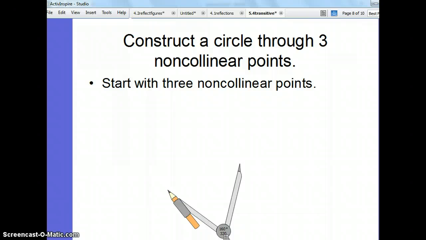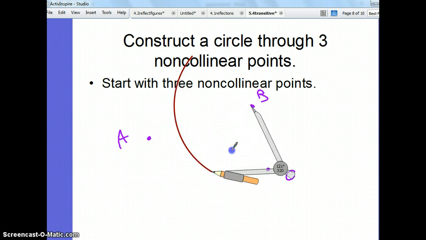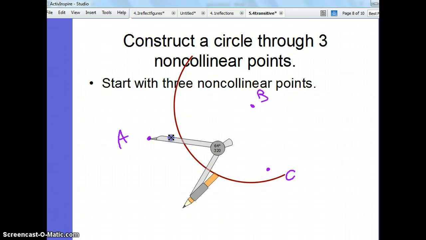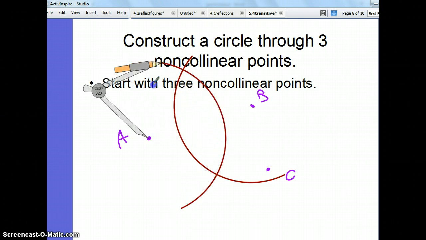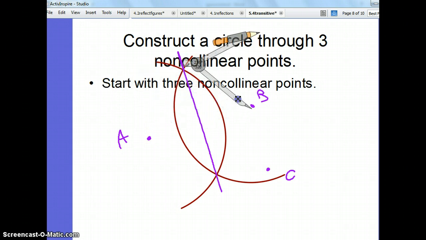Now, constructing a circle through three non-collinear points, we're going to start with three non-collinear points. And we're going to do two perpendicular bisectors. So I'm going to call this A, B, and C. So the first thing I'm going to do is the perpendicular bisector of AB. Draw that out. Then I'm going to do the perpendicular bisector of BC.